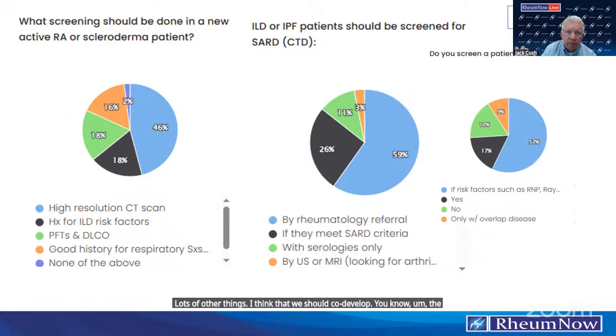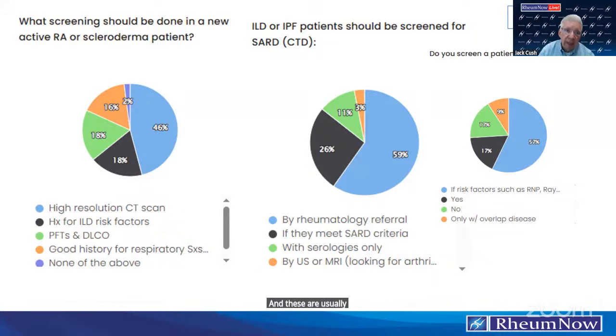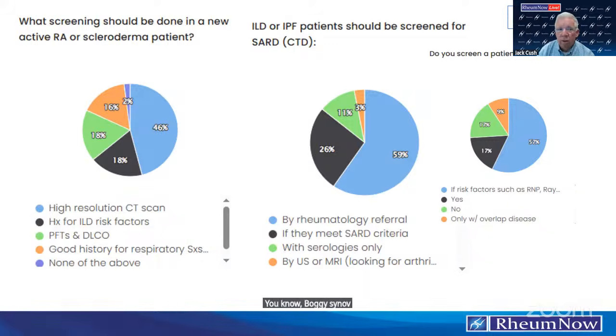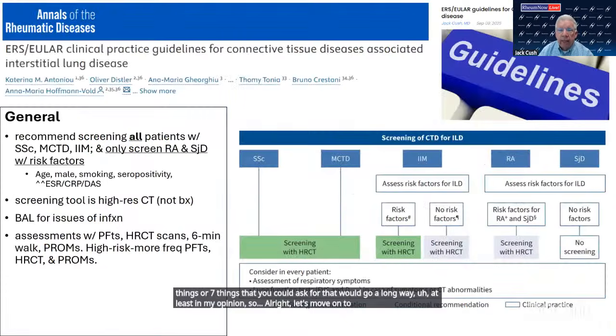the 7-point questionnaire on what do you look for in the hands of an ILD, IPF, or IPAF patient that would clarify whether you need referral or further investigation. And these are usually simple things like skin tightness, Raynaud's, periungual changes, mechanic's hands, boggy synovium, contractures. There's like 10 things or 7 things that you could ask for that would go a long way, at least in my opinion.